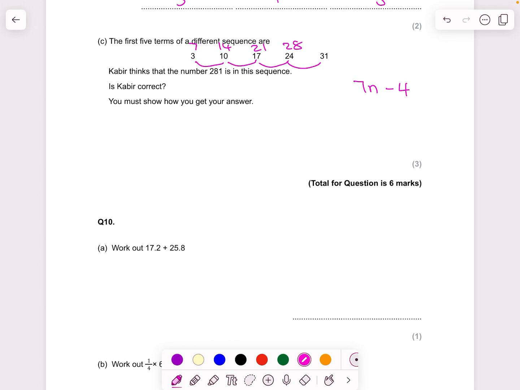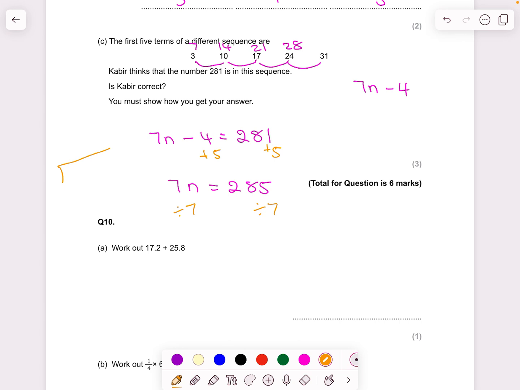And you actually got 1 mark for identifying that. Then we do 7n take away 4 equals 281 to check if it is in that sequence. And we solve it like we have done before. We add 4 to both sides, and we get 7n equals 285. Then we would divide by 7, and we want a whole number in order to say yes, the number is in this sequence.